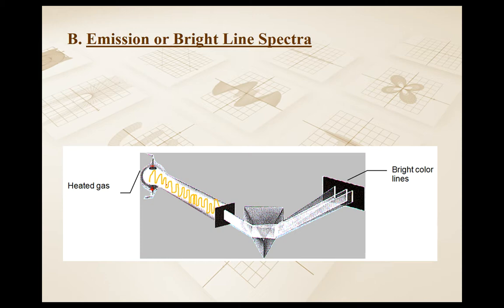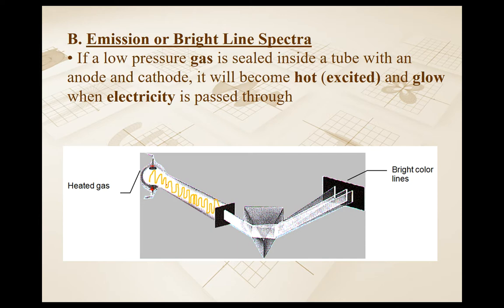Or, I don't know if street lamps have this in them anymore, but I believe street lamps previously used to have sodium gas in them. And when you put an electrical current through the sodium gas in the street lamp, then at nighttime it glows that orange type color. So that's how we get it going. If you take a low pressure gas and you seal it inside a tube with an anode and a cathode, it will become hot or excited.